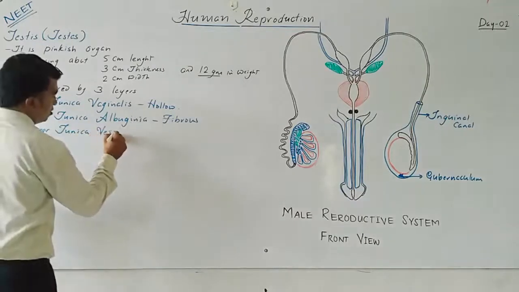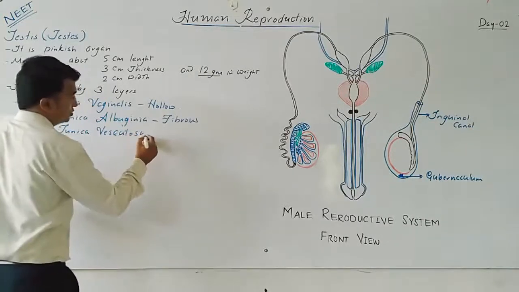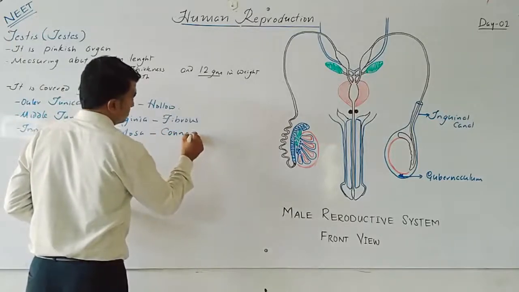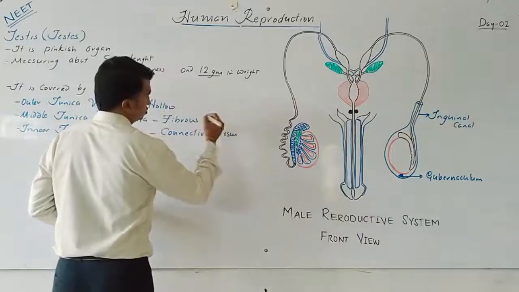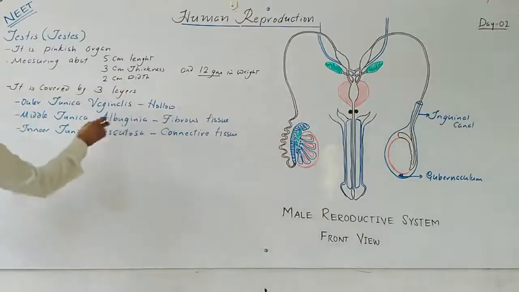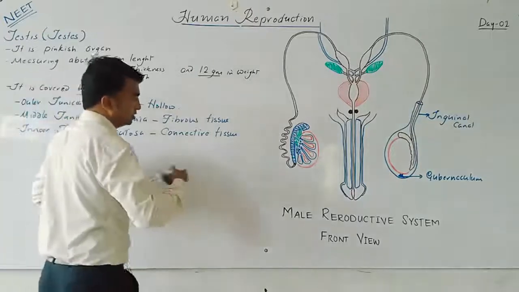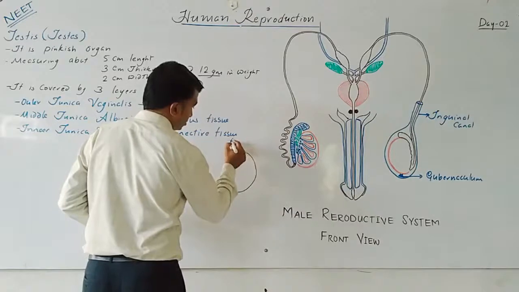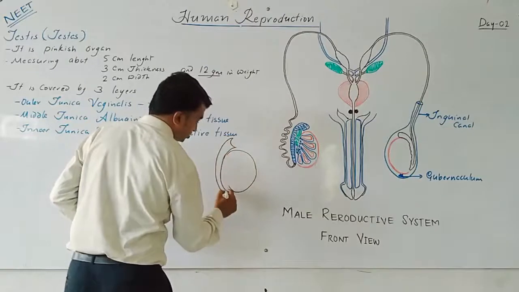Yes. The third layer, the inner, is the tunica vasculosa. It is a connective tissue in nature. So albuginea is a fibrous tissue. Yes. So now this tunica albuginea will produce the septa, means it will enter into the testis. So in this manner, this is the testis and this is the tunica vasculosa, tunica vaginalis.